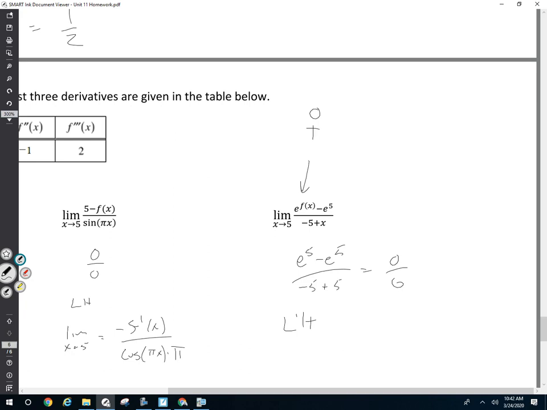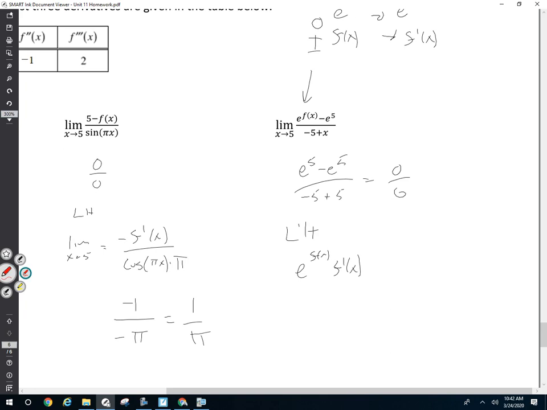Got to show you chain rule for this one. E to the power is the outside. F of x is the power. The derivative of this is e to the f of x times f prime of x. A lot of people forget the f prime of x. That's the derivative of the top because the number e to the 5th is just a number. Its derivative is 0. And then divide that by 1.